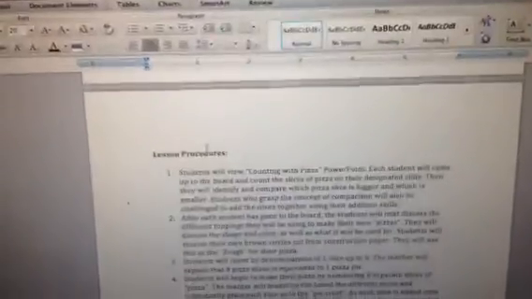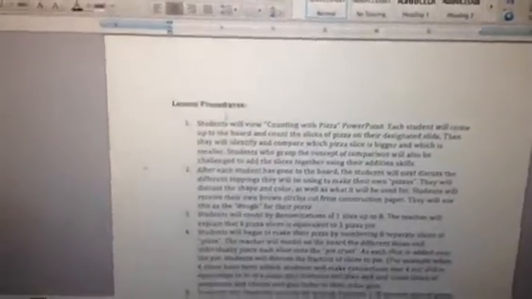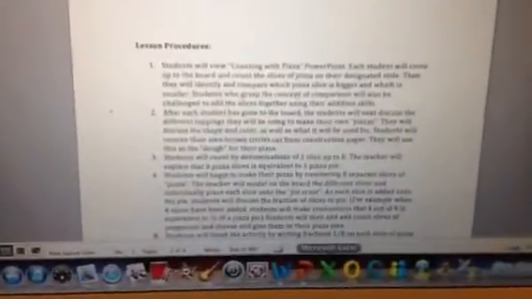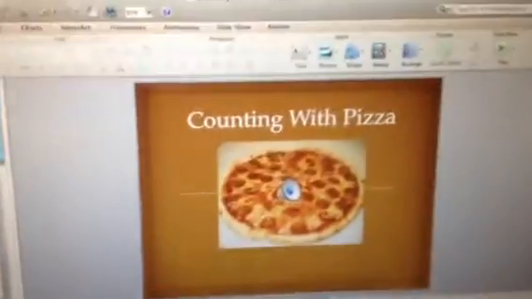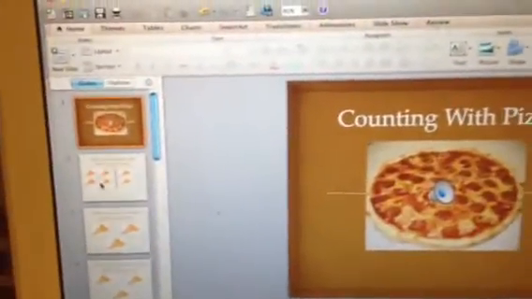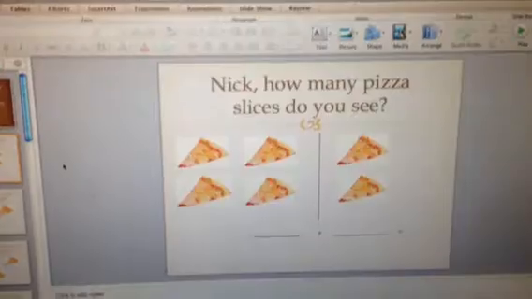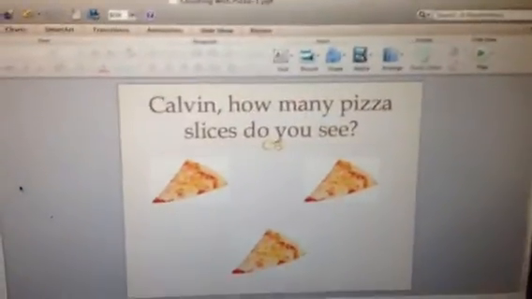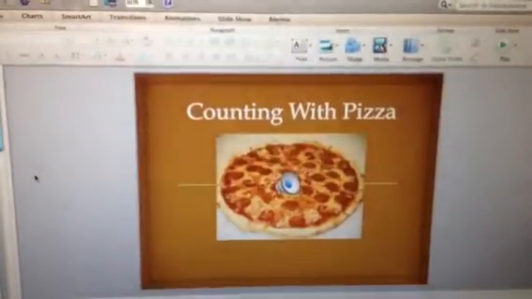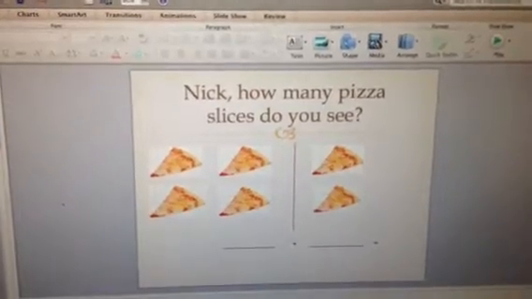So for the lesson, students will view the Counting with Pizza PowerPoint, which looks something like this, where they'll be asked to come up to the board and identify how many slices of pizza they see. Some students will be asked to count the number of slices, while others will be asked to add them up and get a total number.